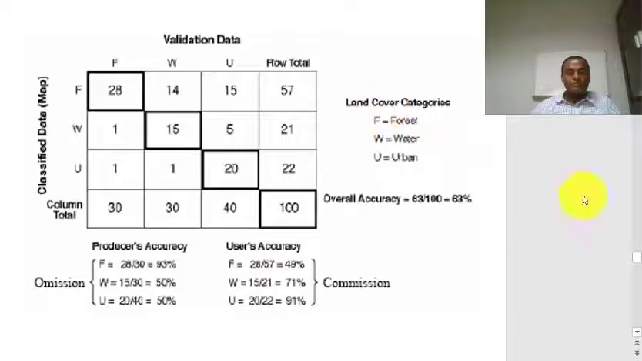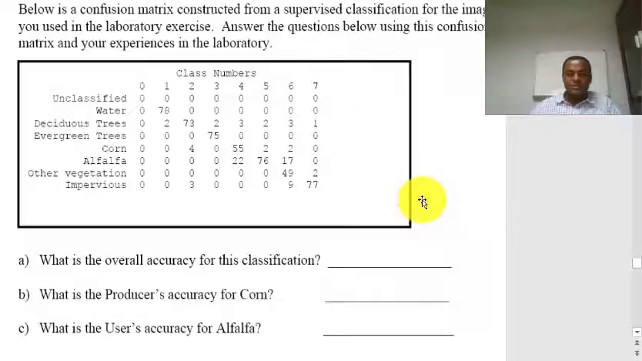User accuracy for each class can be calculated by comparing the correctly classified pixels of that class over the classified result row total. So 28 over 57, 15 over 21, 20 over 22. So you have 1, 2, 3 and 1, 2, 3, that is 6, plus 1, 7. So in assessing the accuracy of a classification result, you are requested to compute 7 classification accuracy metrics. Okay?